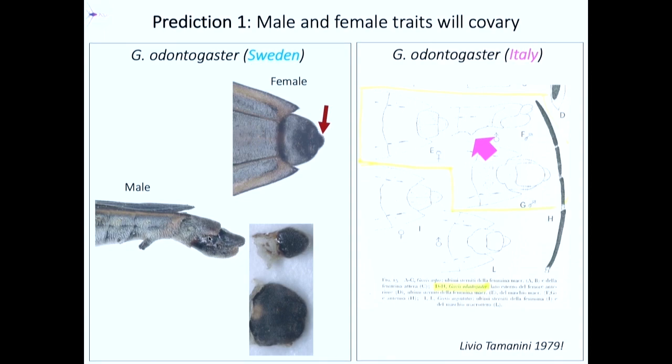If there is variation in this trait in the male population, then there should also be variation in the female. We found this paper from the 70s where they describe a population in Italy where the males have a rudimentary process, a population of the same species, Gerris odontogaster. What we predicted is that because they have a small, probably non-functional process, the females will have evolved accordingly, and the proctiger of the female will probably be exposed.